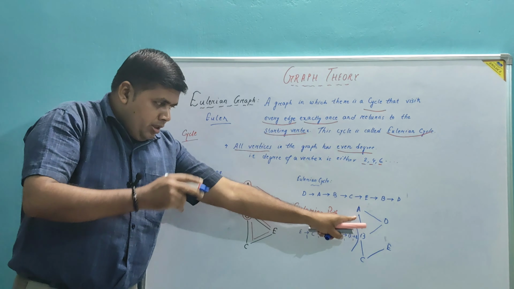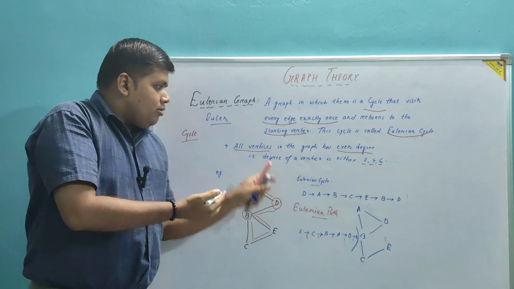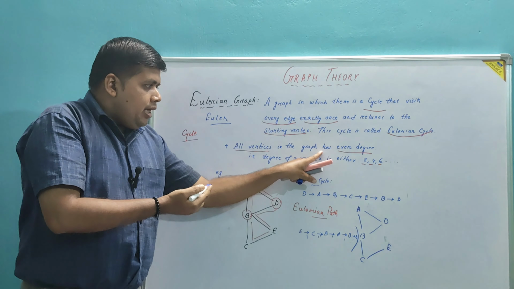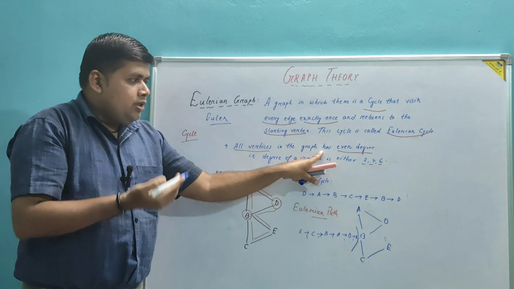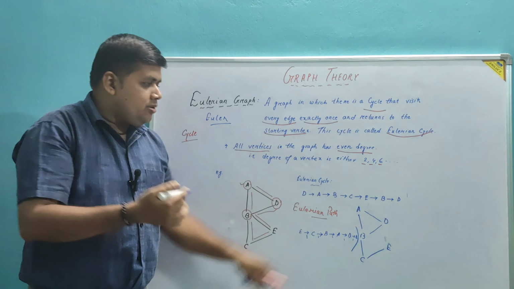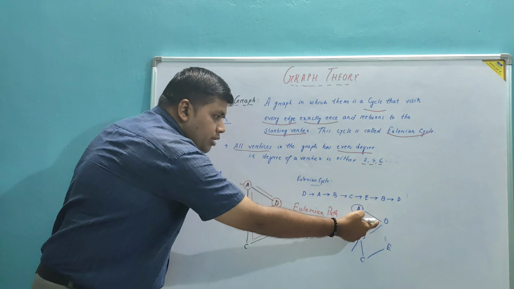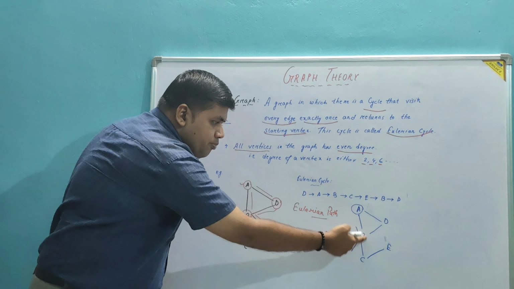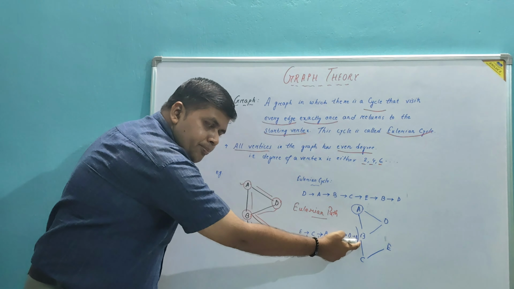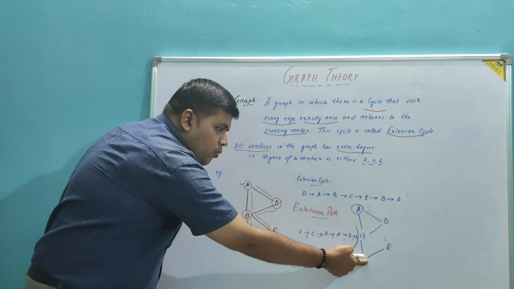From the other side, we can think that every Eulerian graph will have even degree. The degree must be even. So what is the degree of A here? Degree of A is 2. Degree of D is 2. Degree of B is 1, 2, 3. Similarly, degree of E is 1.